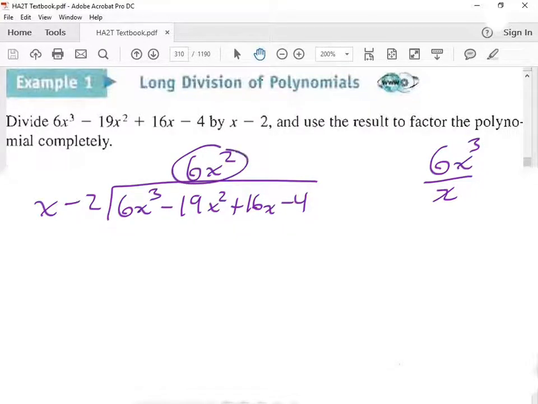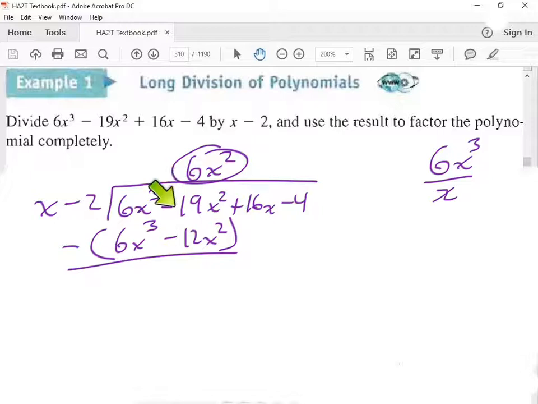And then you're going to take 6x squared, and then you're going to distribute it to both the x and the negative 2. So we get 6x to the third minus 12x squared. And then we're going to subtract this thing. Now that's how you would write it if you want to show that you're going to subtract it. But I always find that students, even myself, will mess up with the negative numbers if we try to do it like this. Because you see, look at what this is saying right here. It's saying negative 19 minus negative 12.